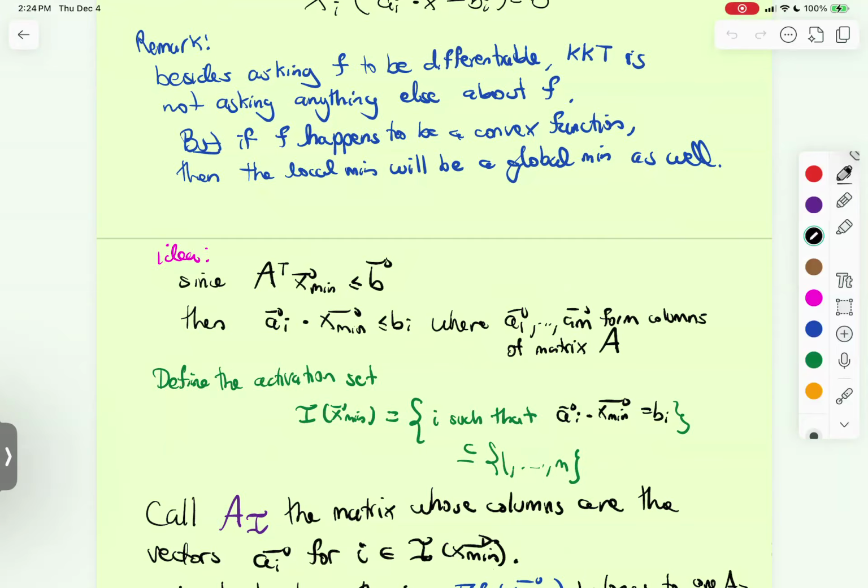Correct. Now, because these are less or equal to, this is a system of inequalities. Maybe some of those inequalities are actually achieved, meaning that for certain of them you do have an equality. That's what the activation set means. It's those indices for which of the system of inequalities the min actually achieves the upper bound. So it's for which indices a_i dot x_min is b_i. It's where the inequality becomes activated.